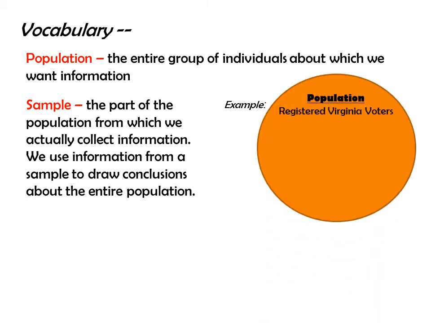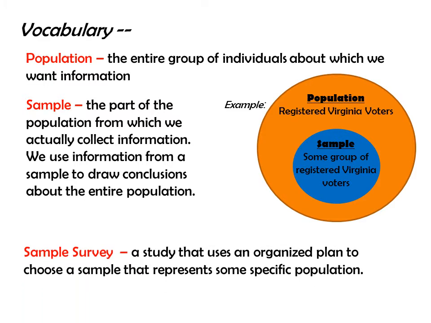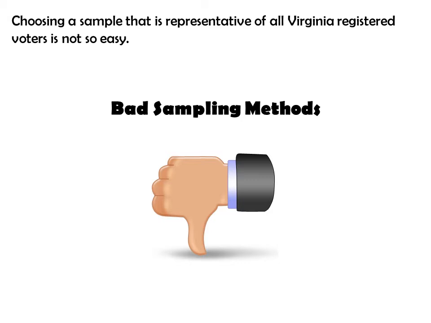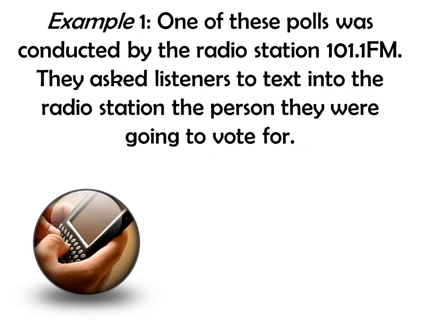In this example, our population is all registered Virginia voters, but since it's not practical to get information from all of them, we will take a smaller subgroup of the population, and we call that a sample. We are doing a sample survey, a study that uses an organized plan to choose a sample that represents some specific population. Choosing a sample that is representative of all Virginia registered voters is not so easy. Here are some bad sampling methods, ones that you would want to avoid.